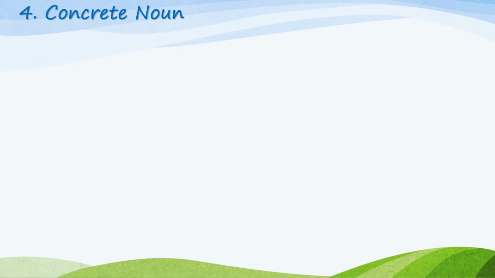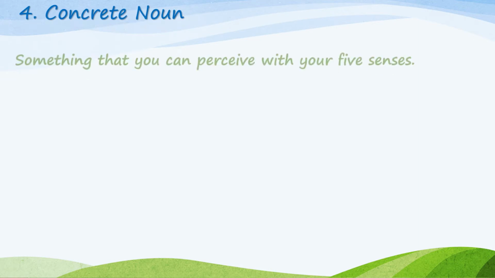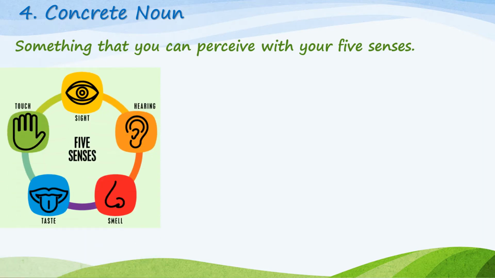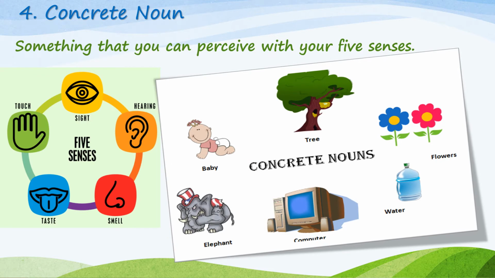Number 4, concrete noun. Concrete noun is something that you can perceive or recognize with your five senses. Okay, here are some examples. Baby is a concrete noun because I can see baby. I can see trees. I can see flowers, or I can smell flowers. Elephant, computer, water. So all these words are concrete nouns.